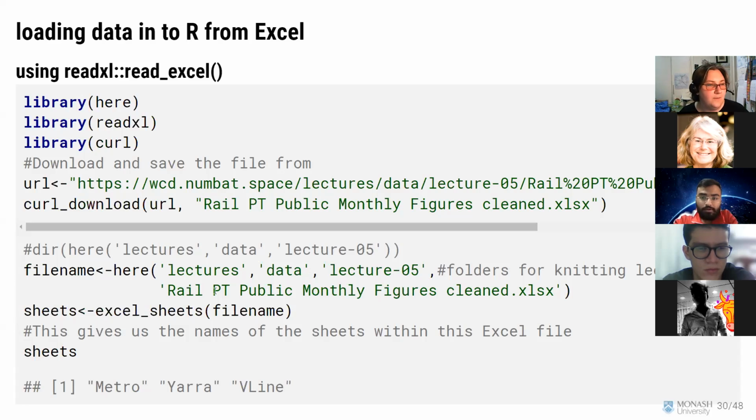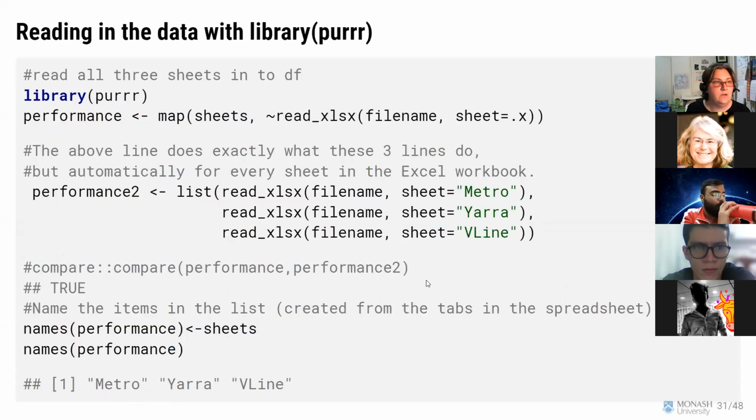We put it into Excel sheets. So Excel says, okay, what are the names of the sheets in this file? And they are Metro, Yarra, and V-Line, because they're the modes that we're going to look at. You can do a fancy thing and read them all in at once using the purrr library, which I still struggle to remember how to use. It does the same thing as the code beneath that, but I just wanted to show you a really neat way of doing it. And I checked, and it does do exactly the same thing.